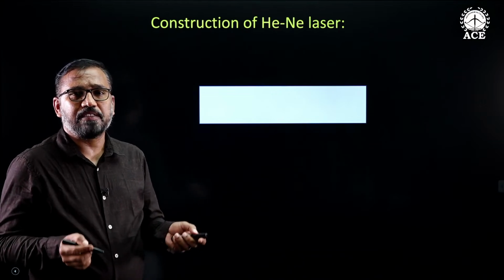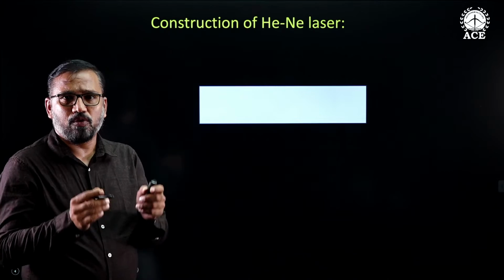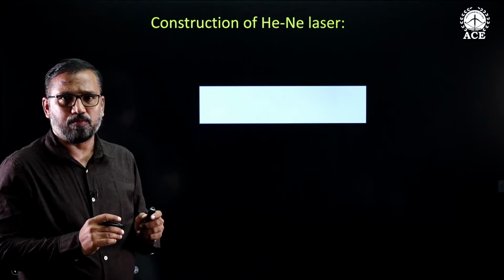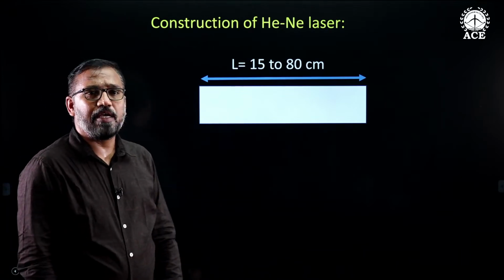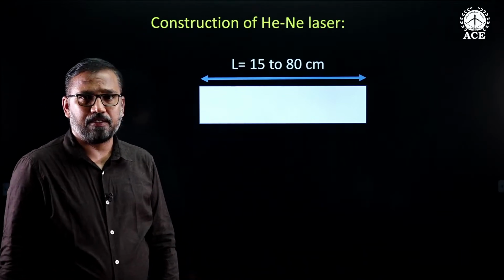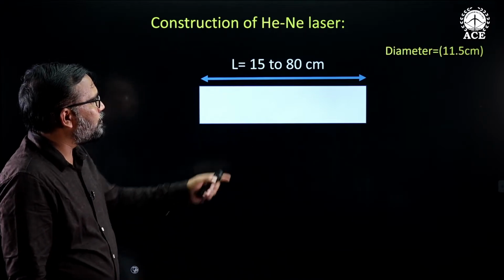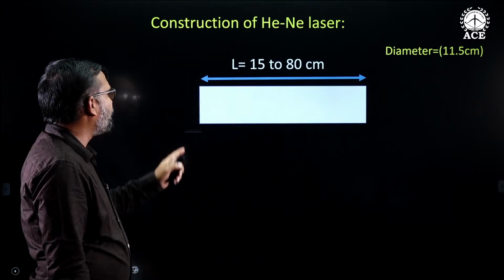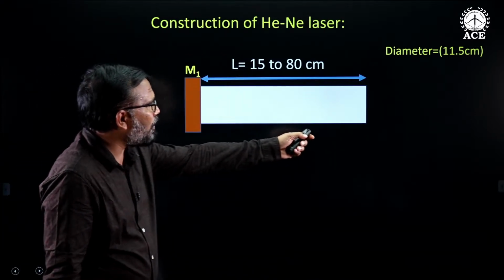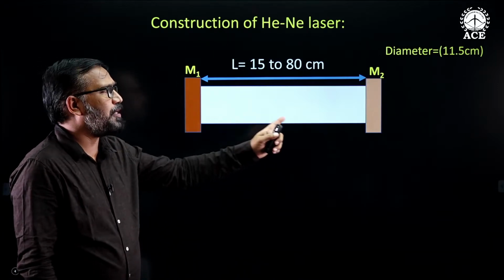We can't place them just like that because they are gases. They will move here and there randomly, so they should be enclosed in a glass tube. This glass tube has some dimensions, 15 to 80 centimeter length, and a diameter of about 1.5 centimeter. On one side you have a mirror, and on the other side one more mirror: mirror M1 and mirror M2.